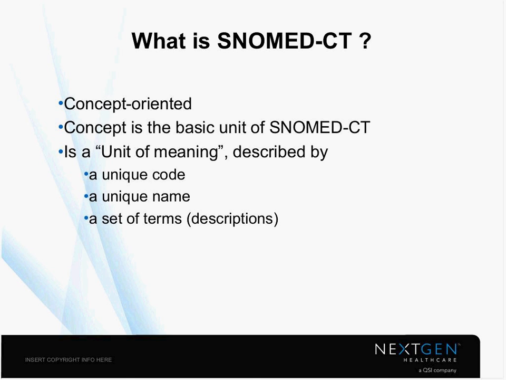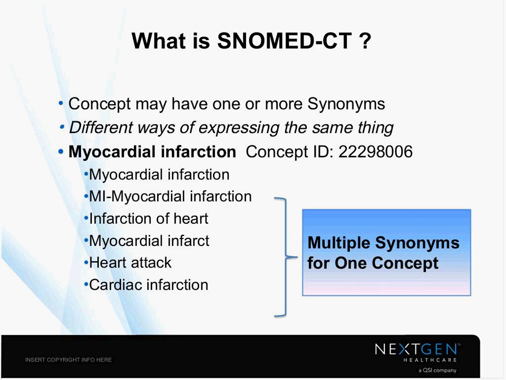The name is actually what we call the fully specified name, or the parent name, so to speak. The terms would be the synonyms. So if there are correlated synonyms that associate with that fully specified name, that's what you would find as the description. Here's a visual breakdown of what we're talking about.